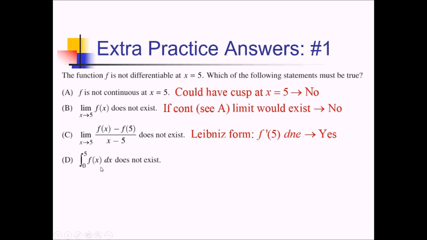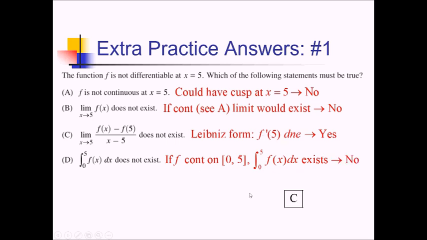This is saying the integral from 0 to 5 does not exist. Well, if you are continuous on 0 to 5, then you're guaranteed to be able to find the area under the curve. So this is definitely going to exist if our function is continuous, which it could be. So we can't choose this one either, and it's just choice C that's necessarily true.